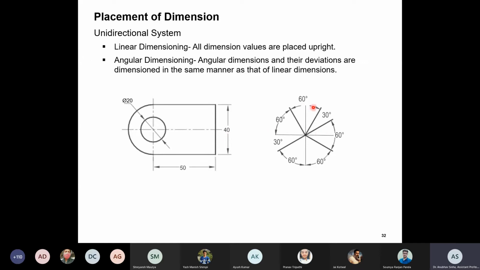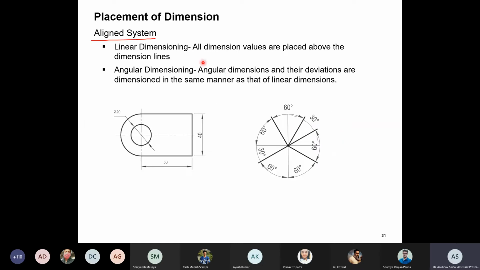See here also, for these angles, wherever we are writing it, it is upright. But in the aligned system, it is aligned to that curve. It is not aligned to your point of view. It is aligned to that curve, and we are not breaking that line. We are writing on top of that. Is this clear?